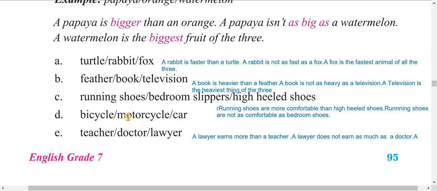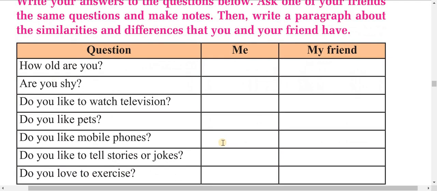A motorcycle is faster than a bicycle. A motorcycle is not as fast as a car. And a car is the fastest vehicle of the three. You can say that too. Teacher, doctor, lawyer. A lawyer earns more than a teacher. Simply, you can do it this way. A lawyer earns more than a teacher. A lawyer doesn't earn as much as a doctor.